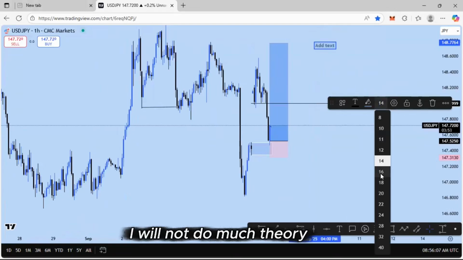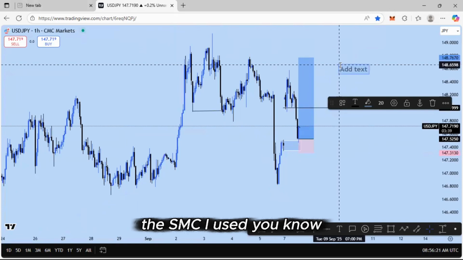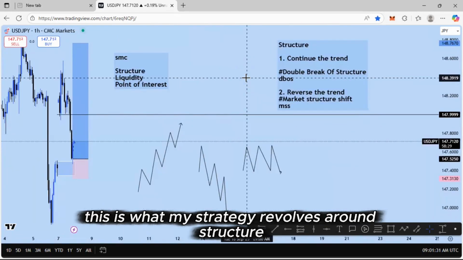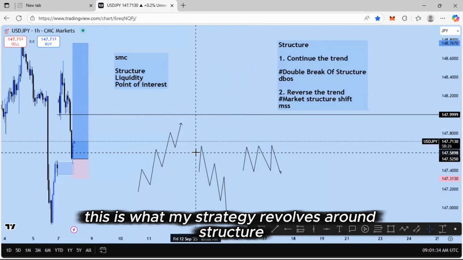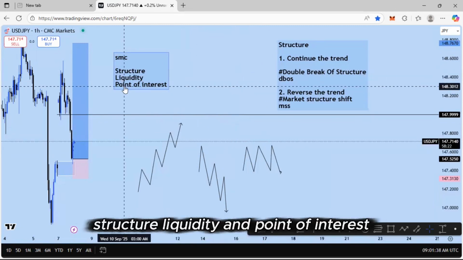I'll not do much theory. I will just go ahead and do practicals. The SMC I used, SMC is very broad. The SMC, this is the summary. This is what my strategy revolves around: structure, liquidity, and point of interest.